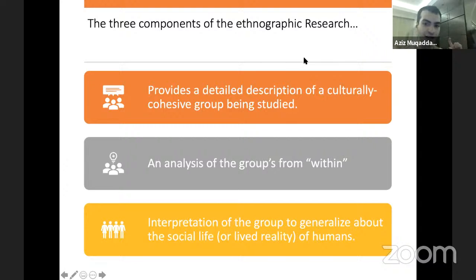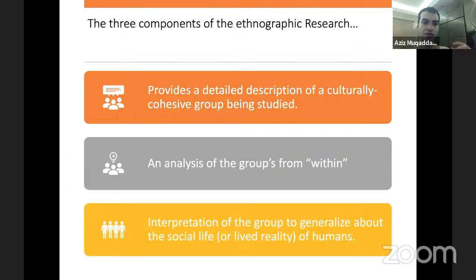You're not only hearing their point of view, you're looking at what they do and what they say and how they interact with one another. Another component is that it's based on analyzing the group from within. That is to say, remember when we talked about empirical research, and one feature of it is detached.